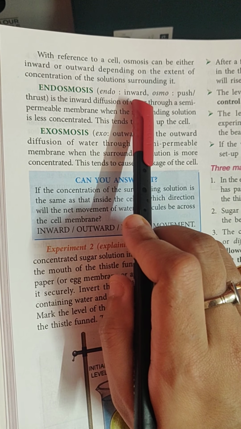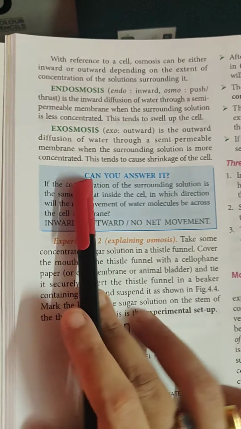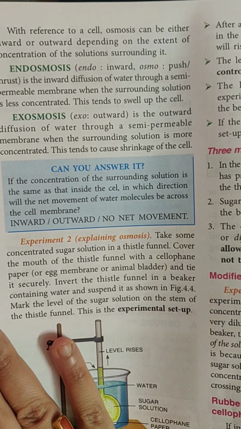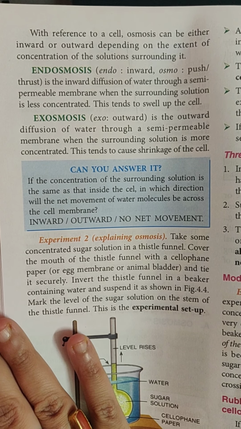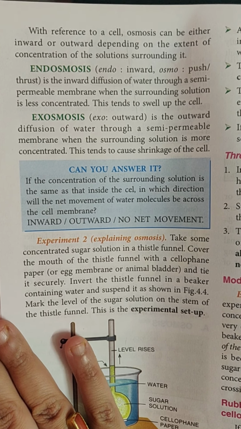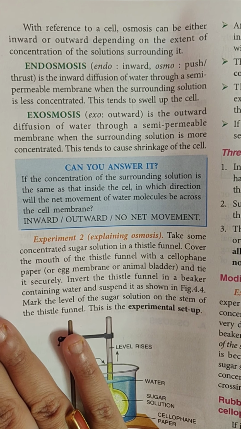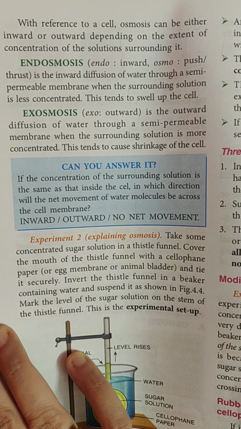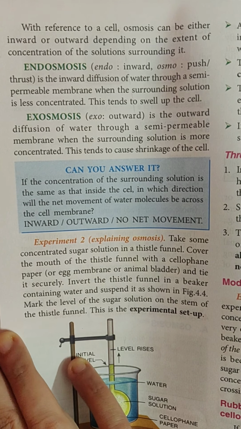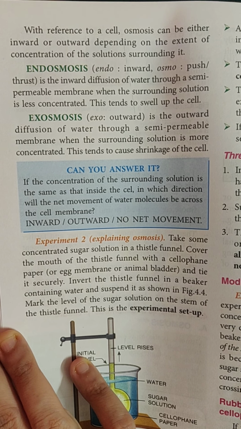Endo is for inward movement. Now exosmosis also takes place. By definition, it is the outward diffusion of water through a semi-permeable membrane when the surrounding solution is more concentrated.